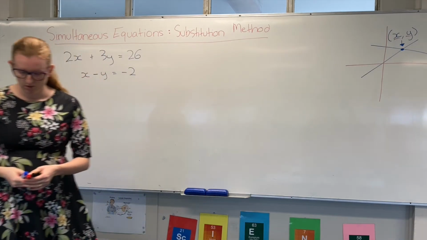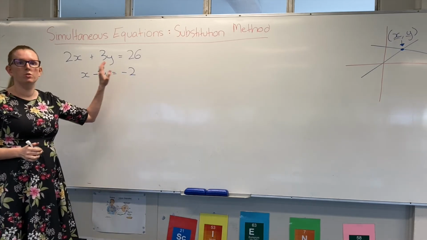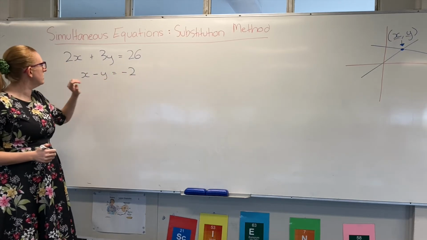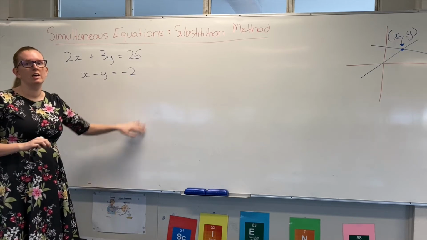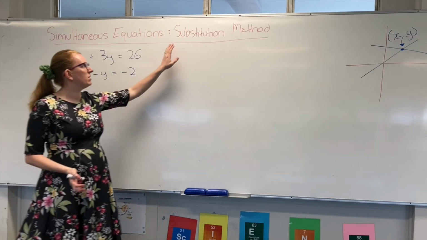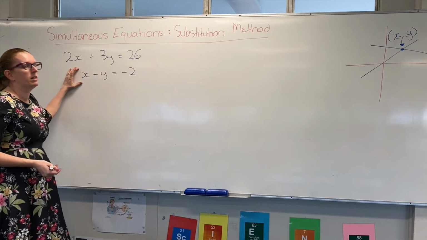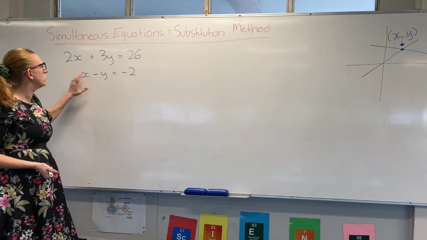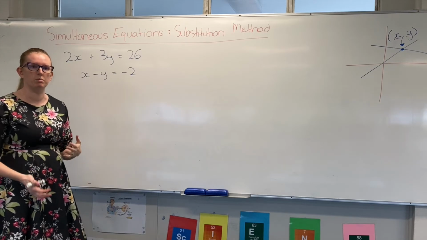Okay, so here I'm given two simultaneous equations. I've got 2x plus 3y equals 26, and I've got x minus y equals minus 2. Now, if this were an exam and it was telling me to use the substitution method, I need to rearrange this one so that either x or y is my subject. So that it says, x equals blah, blah, blah, or y equals blah, blah, blah.